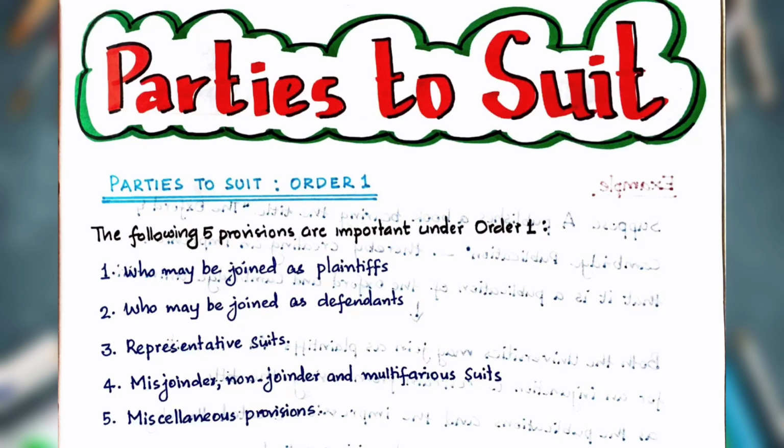So let's get into the topic. Order 1 of CPC deals with the topic parties to suit. The following 5 provisions are important under Order 1. Number 1, who may be joined as plaintiff. Number 2, who may be joined as defendants. Number 3, representative suits. Number 4, misjoinder, non-joinder and multifarious suits. And number 5, miscellaneous provisions.